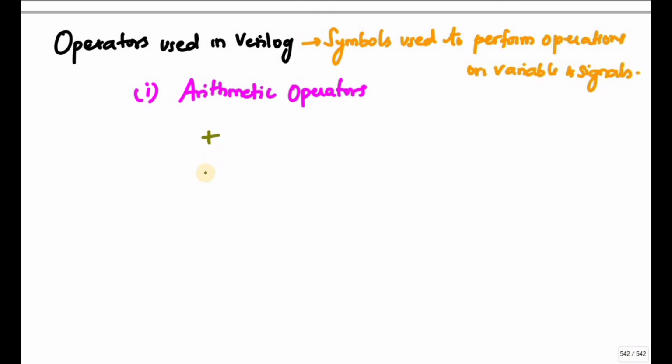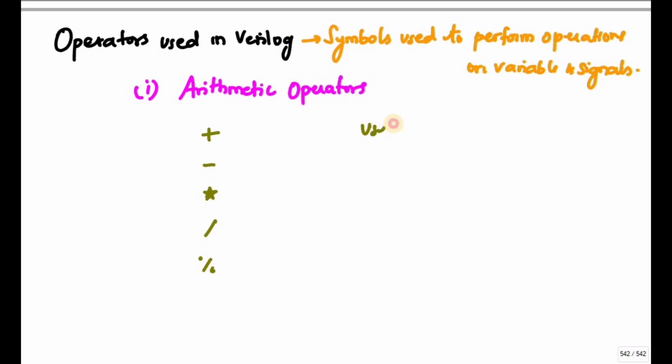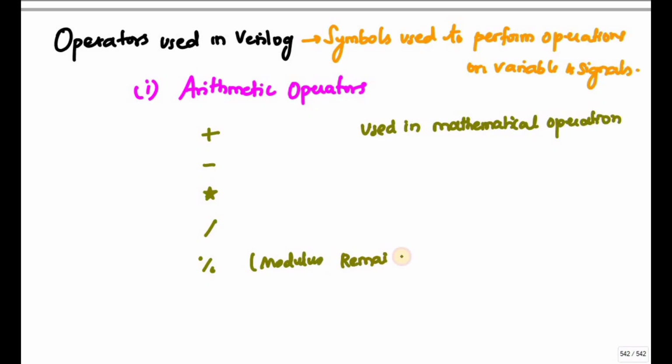The first operator is the arithmetical operator. It includes addition, subtraction, multiplication, division, and modulus. You know the application of arithmetical operators, right? They are used in mathematical operations. This percentage-like symbol is nothing but modulus, which gives the output as a remainder. Suppose 4 modulus 2, the answer is 0.